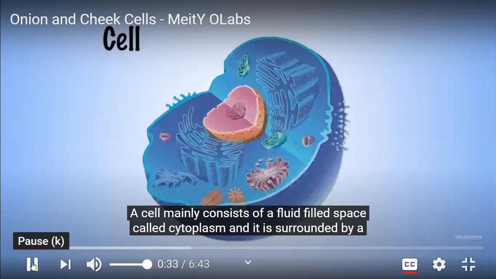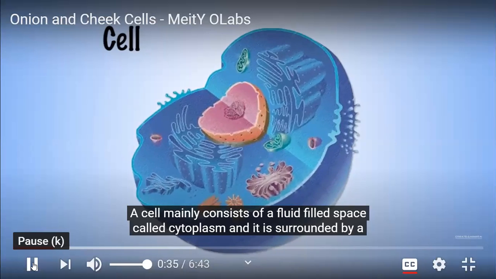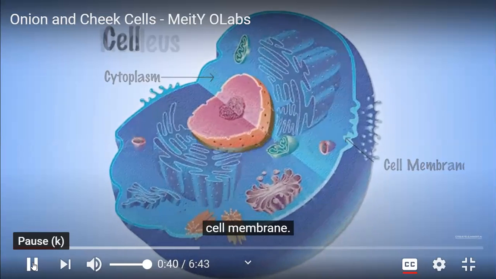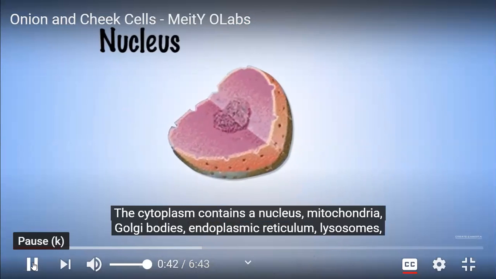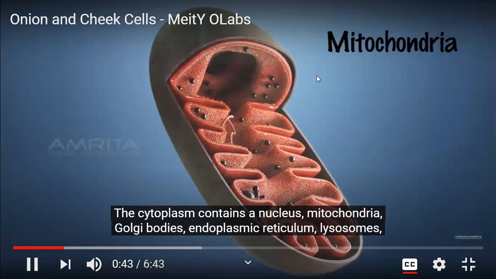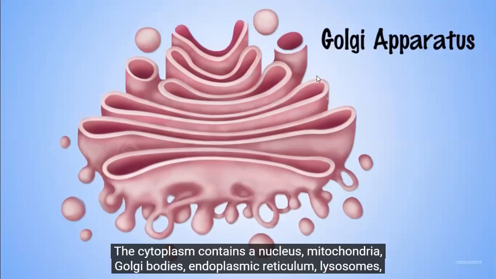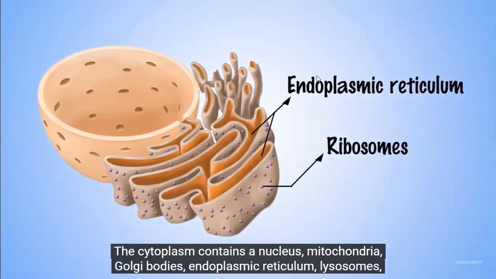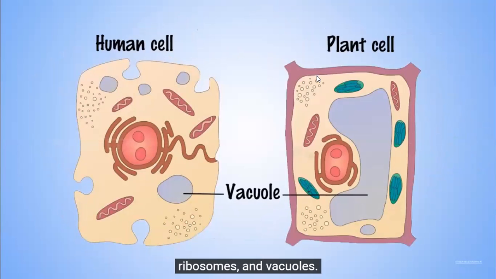A cell mainly consists of a fluid-filled space called cytoplasm and is surrounded by a cell membrane. The cytoplasm contains a nucleus, mitochondria, Golgi bodies, lysosomes, endoplasmic reticulum, ribosomes, and vacuoles.